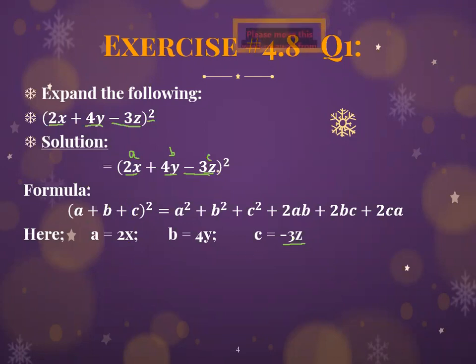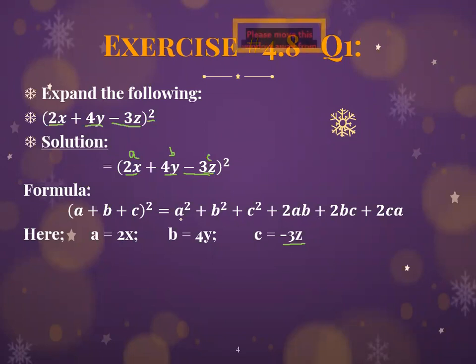Okay, we have a plus sign, so we will say that minus 3z will be our term c. Understand? Minus 3z. We will not write 3z here because term c has a minus sign, so term c will be equal to minus 3z. Now, just like in your previous exercises, you will simply put the values of a, b and c in this formula.